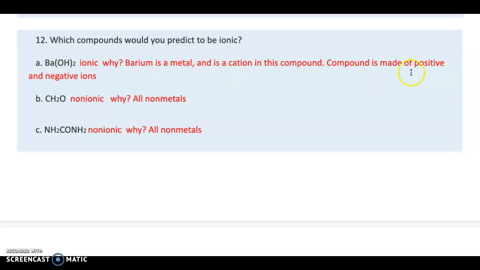And over here I explained to you why. This type of compound is non-ionic because there's no metal, so therefore there are no positively charged ions over here. So that's why it's non-ionic. Same type of example. All of them are non-metals. Therefore, it's non-ionic.